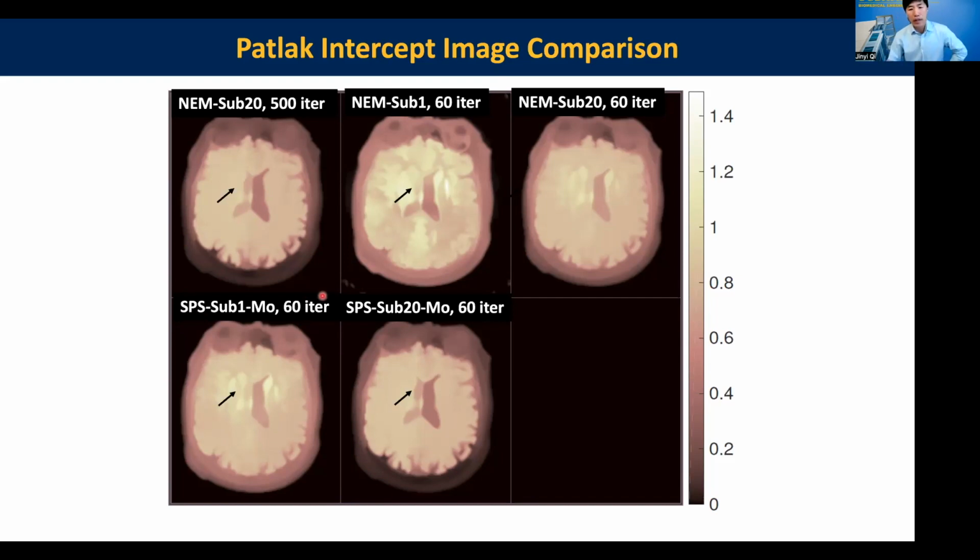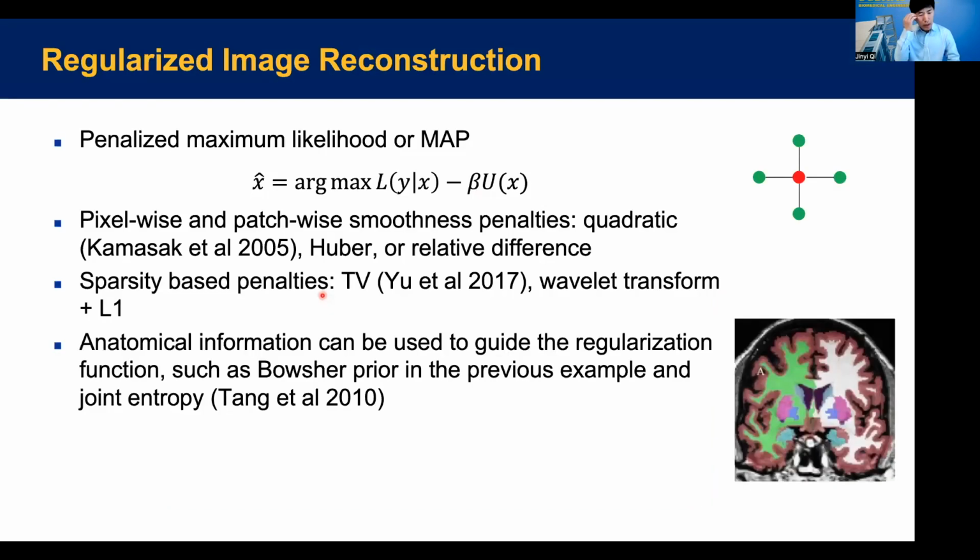Okay. So that's for the direct reconstruction. Another way to reduce noise, as we all know from the image reconstruction field, is to include some regularization. This has been done by including a penalty function or a prior function.